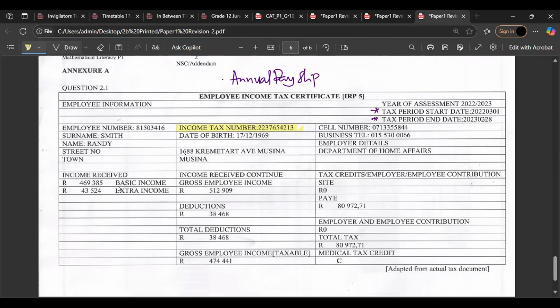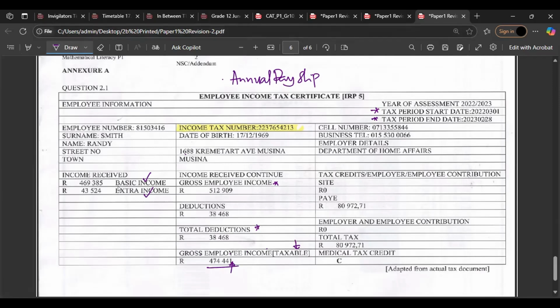Wonderful. Here we see income received. You have basic income, then extra income. We go through, then we see these are deductions, employee income, income received. Continue. Gross employee income. There we go, and we see this is gross income taxable. Thank you very much. So this is what we're going to use. This is his taxable income.